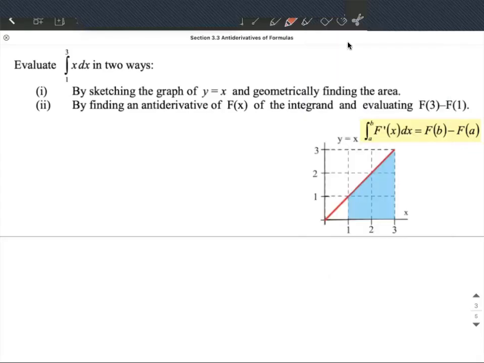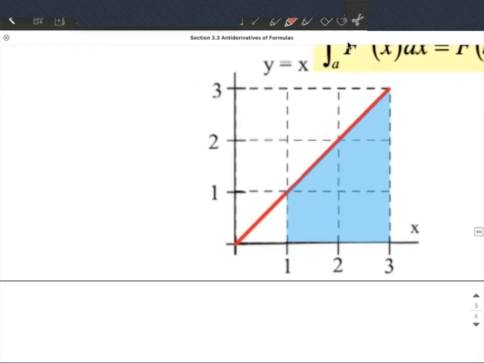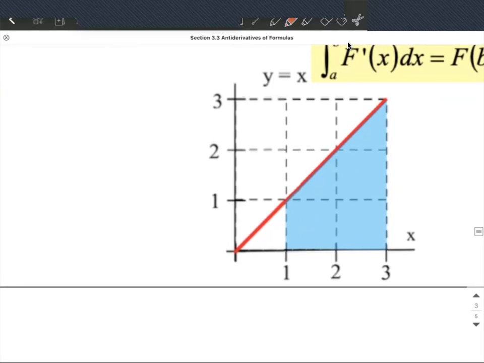All right, we're trying to evaluate the integral from 1 to 3 of x dx in two different ways. The first way we're going to approach it is finding the area between the curve and the x-axis by sketching a graph. Then we're going to find the antiderivative and do it algebraically. So the first thing is we were looking at the antiderivative of the function y equals x between 1 and 3.